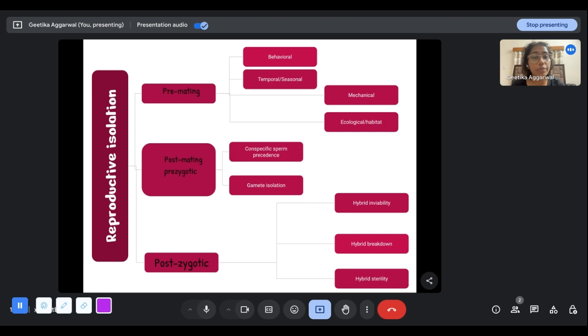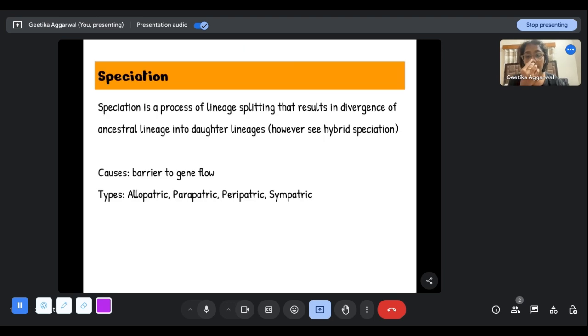And there could be a hybrid breakdown, in which the first filial generation is correctly formed. Just imagine that species A and species B hybridize and they form a hybrid, but these hybrids themselves cannot give rise to a viable second filial generation. So the F2 is not viable. That is when it's called hybrid breakdown. Okay, so these are different forms of reproductive isolation that happen.